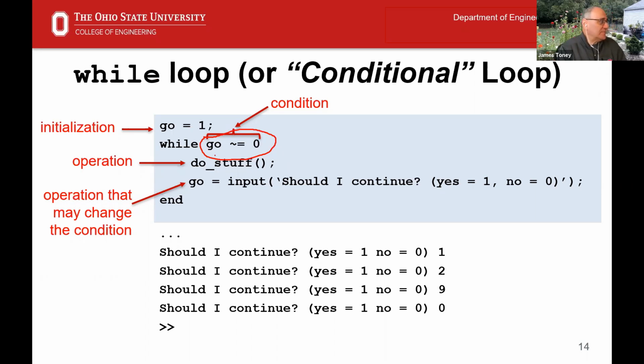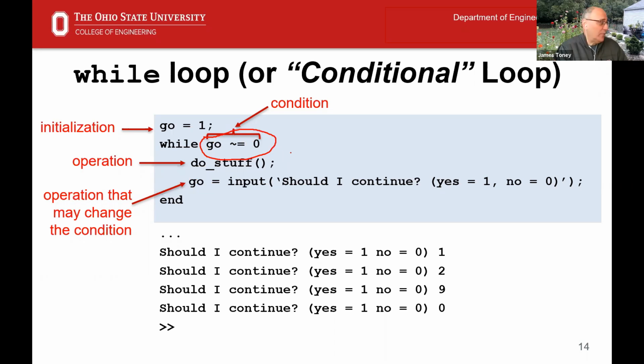All right, so in this case, we have some variable go, and we want to keep going as long as it isn't equal to 0. Or in other words, we want to keep going until it becomes 0. And how is it going to become 0? Well, in this case, the user is going to enter it.